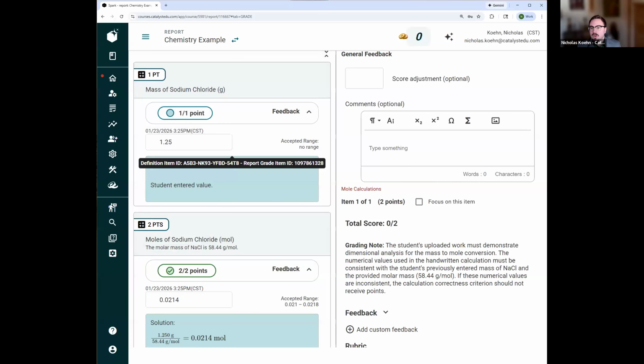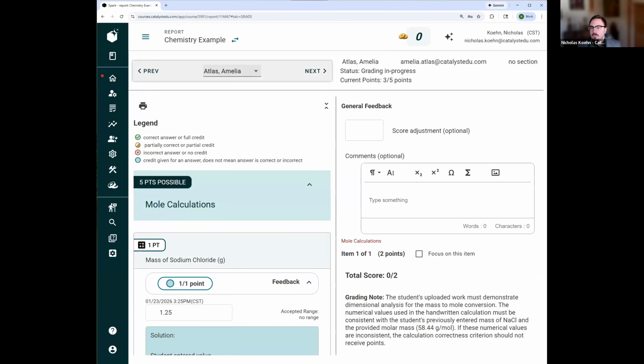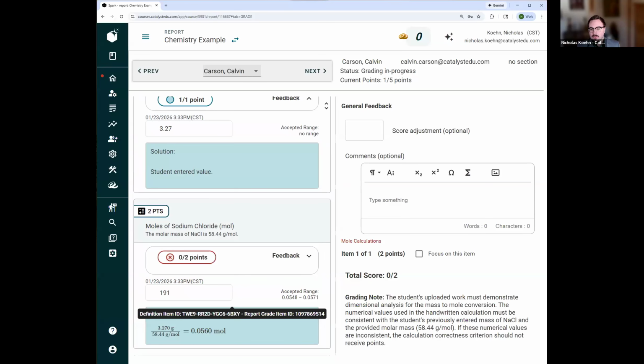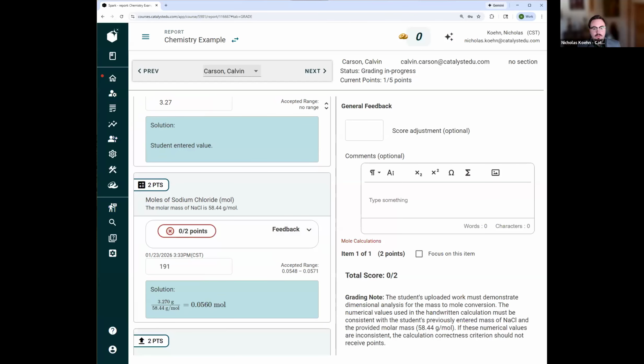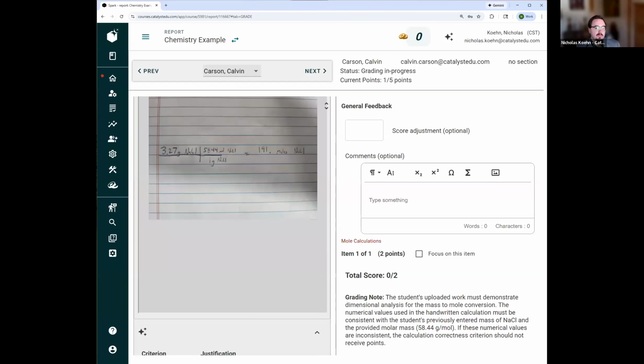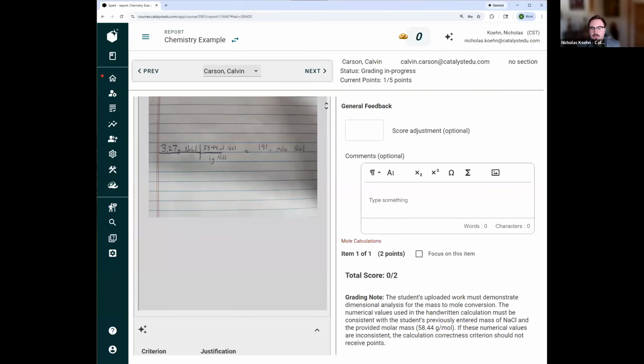Now, if we move to our middle of the road student, this time they made a little bit of a math mistake going from their grams to their moles. This is again a simple example, but this may be a student who made a bunch of math mistakes all in a row. Many graders would be able to identify this as incorrect and point that out.